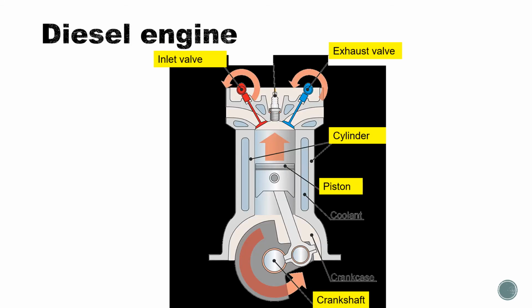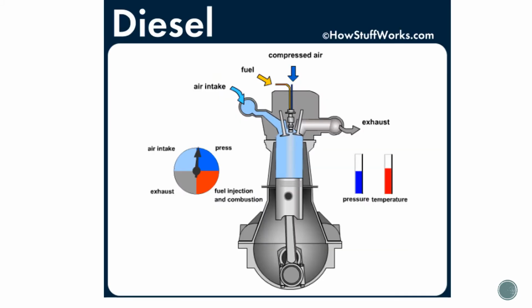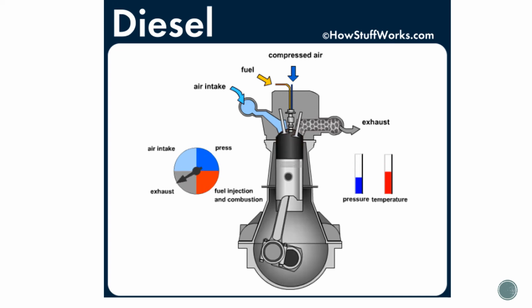Another type of heat engine is a diesel engine. A diesel and a gasoline engine have similar parts except for the fuel injector for a diesel engine. In a diesel engine, the compression and exhaust strokes are similar to the compression and exhaust strokes of a gasoline engine.